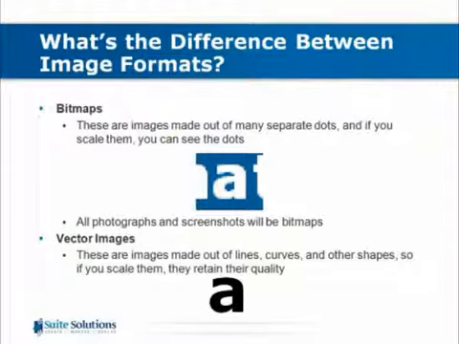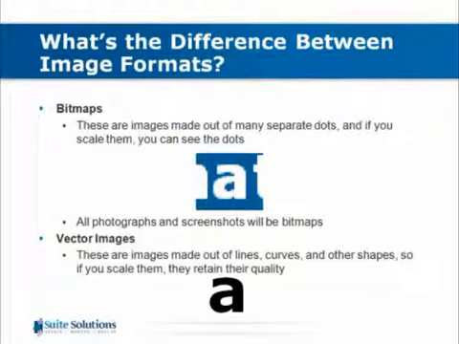You have a couple of choices of different types of file formats, and it's useful to understand what the difference is between the different choices. So all images are basically broken down into two broad types. One type of images are bitmaps. These are images that are made out of many separate dots, and if you would blow them up with a magnifying glass, you could see the dots.